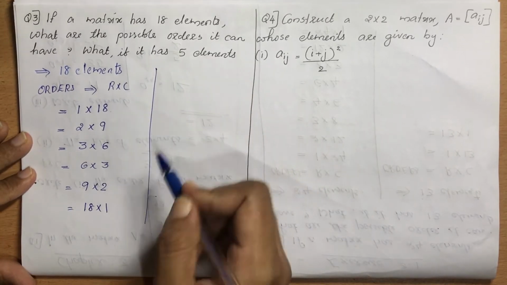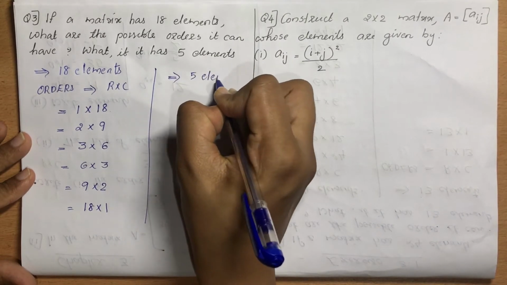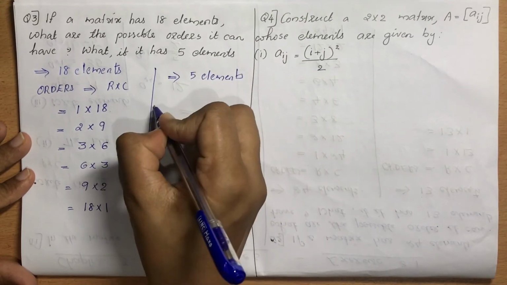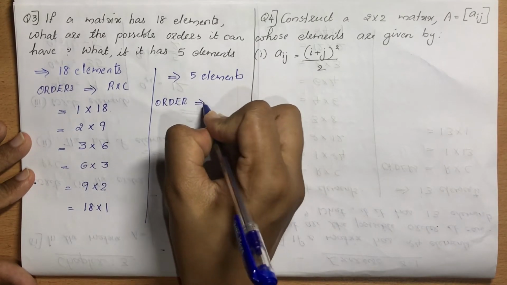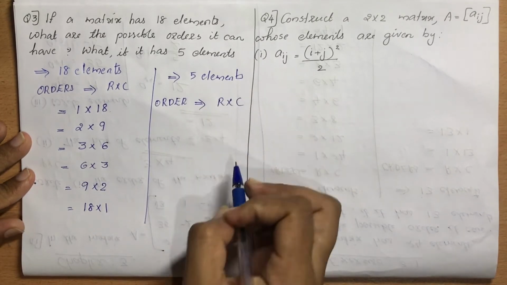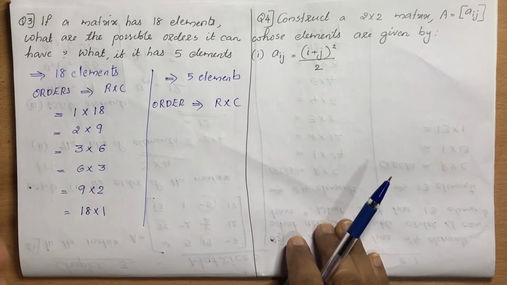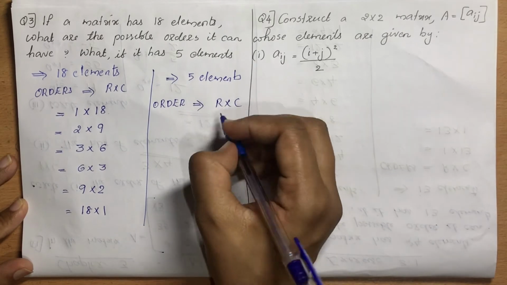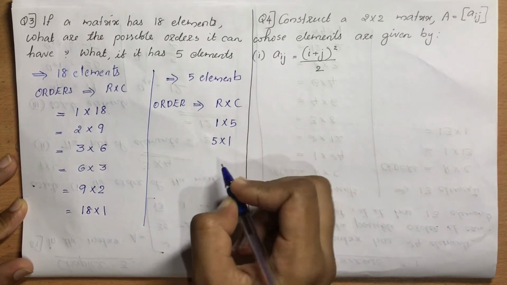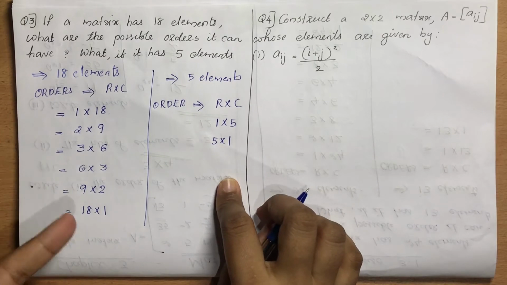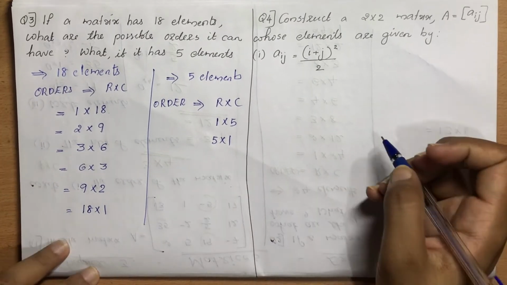Next, the possible orders we need to write with 5 elements. Order is usually how? Row by column. Here 5 elements. If you are multiplying row into column, we will get the number of elements. Just write the factors: 1 by 5, 5 by 1. So these are the 2 possible orders of the matrix with 5 elements: 1 by 5 and 5 by 1.